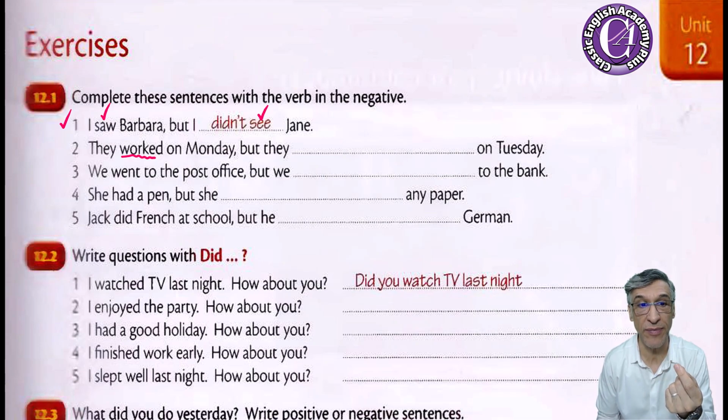In the second part of the sentence, we have a conjunction. I'm very happy because I see conjunctions in the sentences. The book is starting to make compound sentences. Look at this one, okay? And there are some conjunctions. So the first part and the second part. The first part is simple past. The second part is past negative. I saw Barbara, but I didn't see Jane.